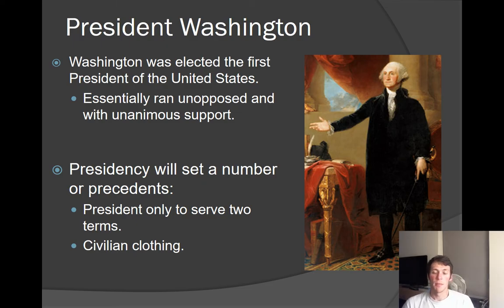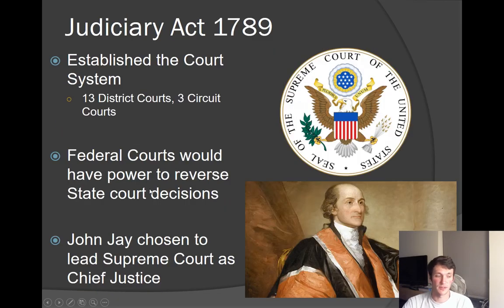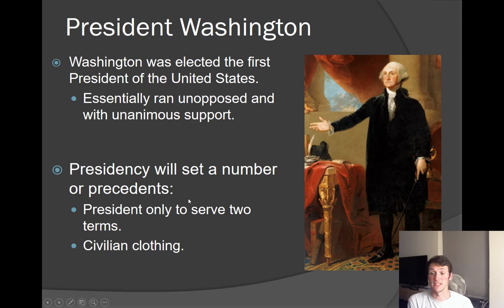But George Washington is going to set a number of what we call precedents. So he is the president setting precedent. And precedent is basically setting an example of what you can and can't do, or what you should or shouldn't do, following Washington's example for a number of things.